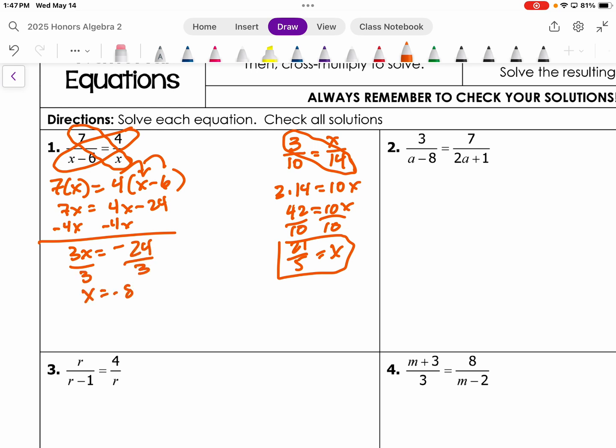Woohoo. There we go. And then I told you earlier, we have to do what with this topic? Yeah, we got to check because we could have extraneous solutions here. We had that topic up earlier.